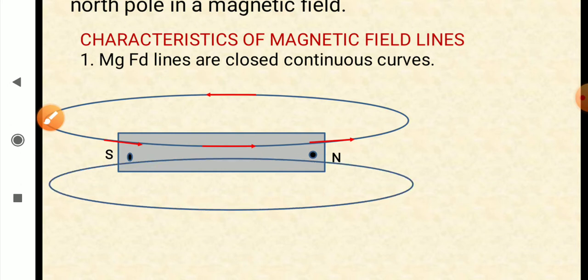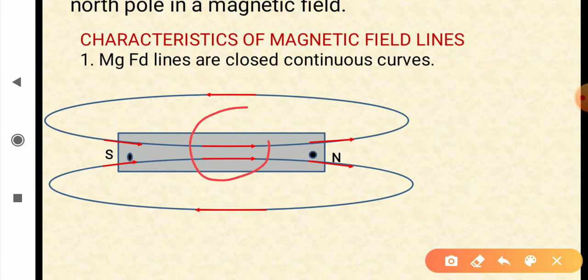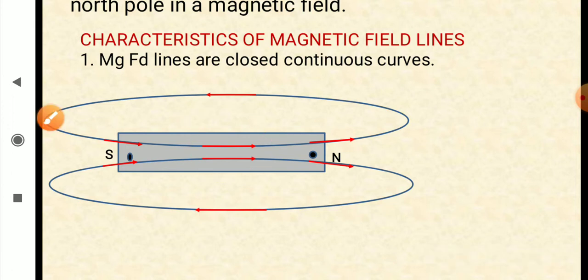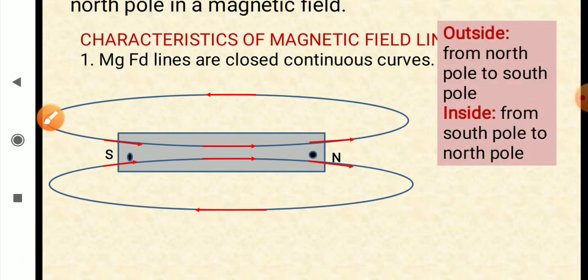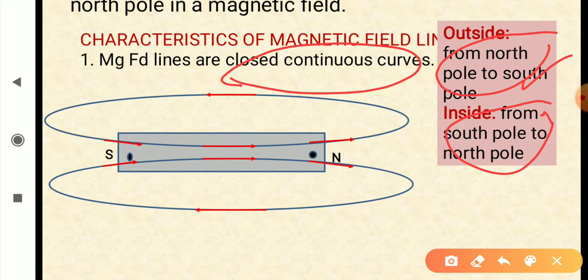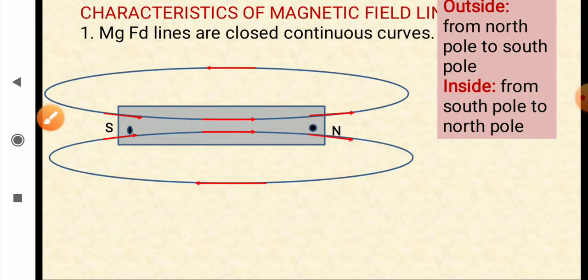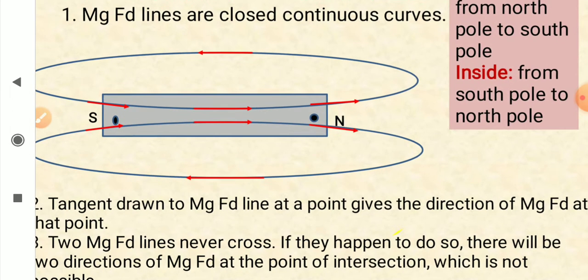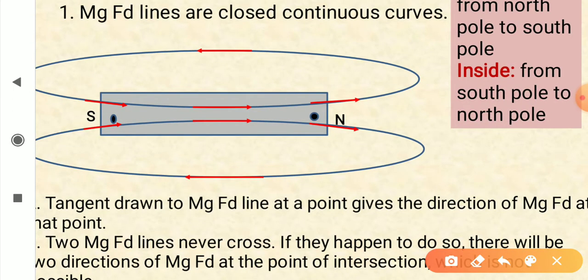Another path you can see. So the path followed by the magnetic field lines, you see, like this one, and you see outside the magnetic field lines are from north pole to south pole, inside from south pole to north pole. Unlike electric field lines, they do not form closed continuous curves. They form continuous curves but not closed. That's an important difference between electric field lines and magnetic field lines.